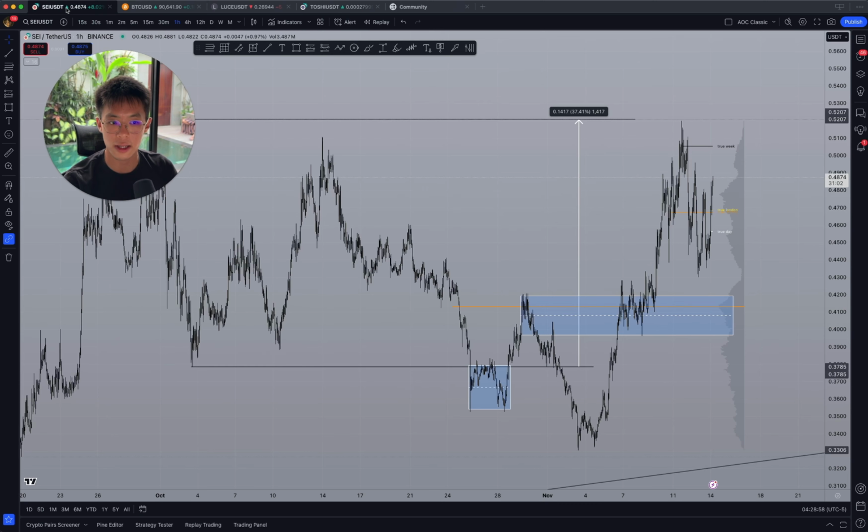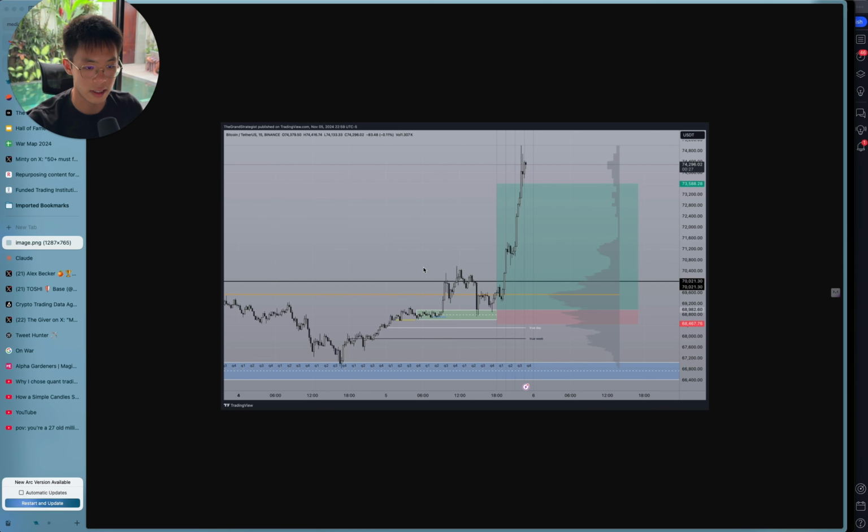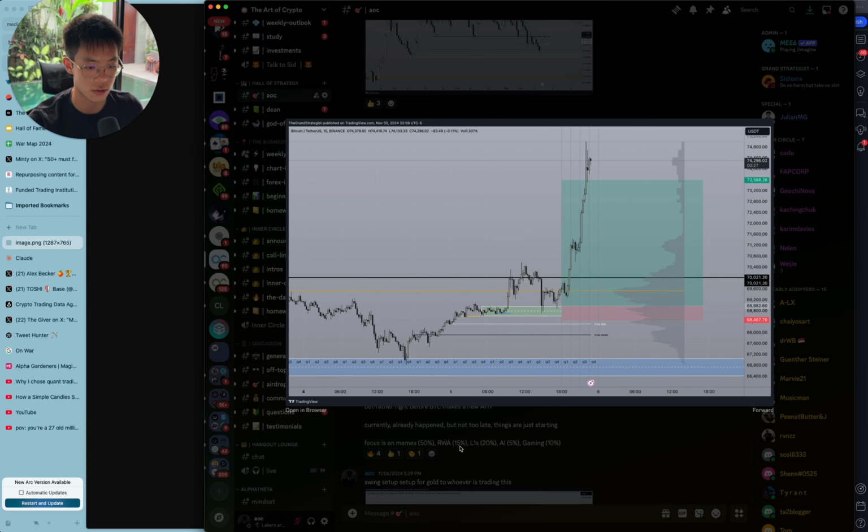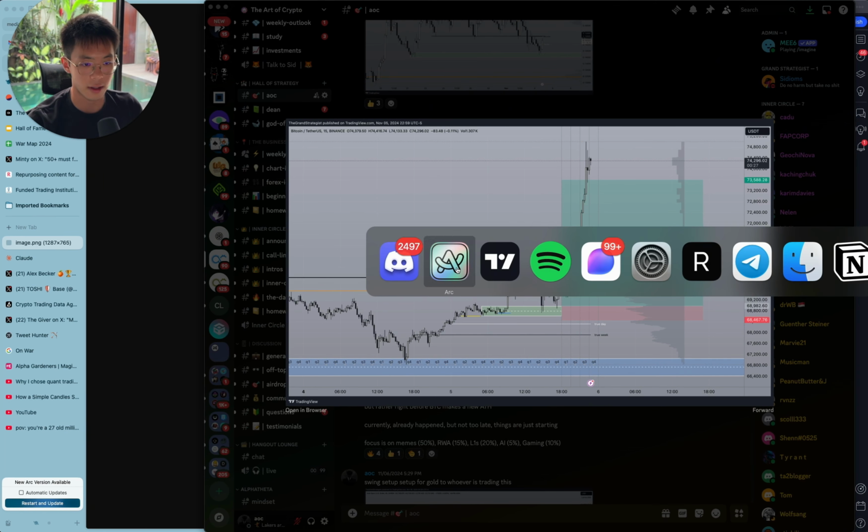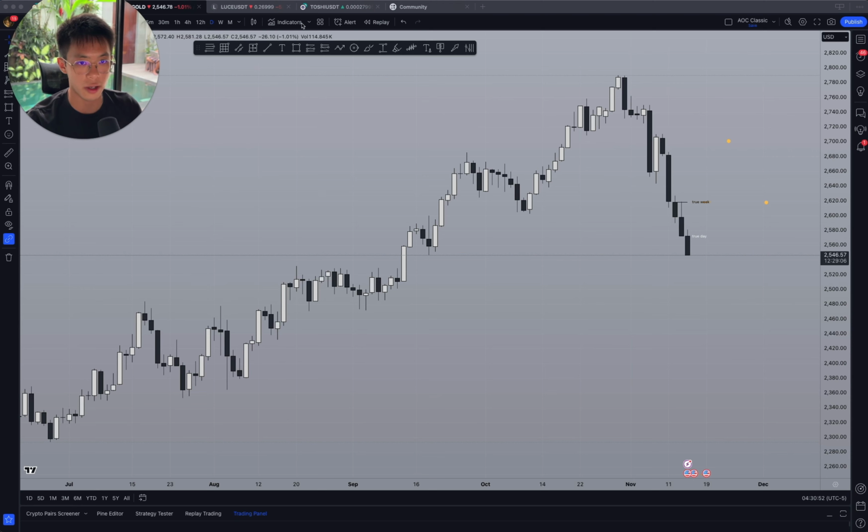Just to give you an example, if you take a look at this picture that I'm sharing here, notice you're able to catch the move. This is something that I called in Discord, by the way. Essentially, you're able to catch moves right before they begin their explosive movement. Now, this was during the elections, but again, totally different concept from what we're talking about right now.